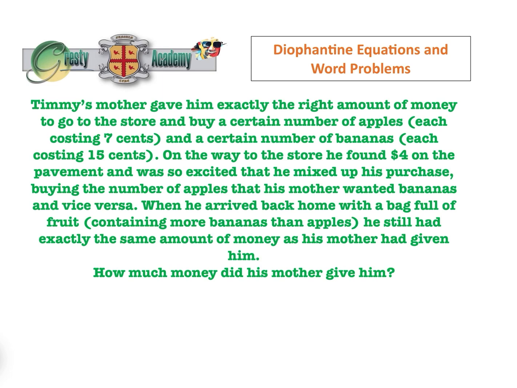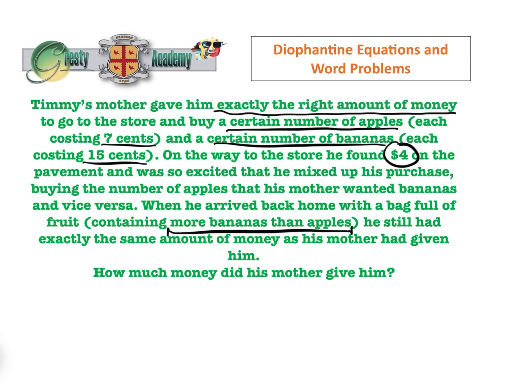Timmy's mother gave him exactly the right amount of money to go to the store and buy a certain number of apples, which each cost 7 cents, and a certain number of bananas, each costing 15 cents. On the way to the store, he found $4 on the pavement and was so excited he mixed up his purchase, buying the number of apples his mother wanted bananas and vice versa. When he arrived back home with a bag full of fruit containing more bananas than apples, he still had exactly the same amount of money as his mother had given him. How much money did his mother give him?